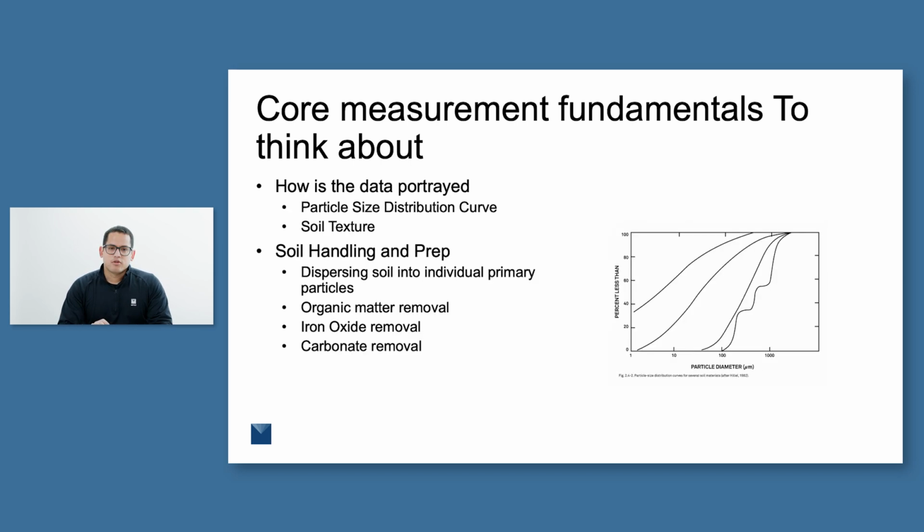Some other fundamental pieces behind the measurement that's really important to think about is how are you trying to portray the data that you're measuring. So oftentimes when we're thinking about particle size analysis measurements, the measurements are typically given either in terms of soil texture, or your sand, just your basic breakdown of your sand, silt, and clay fraction. But also sometimes we're trying to actually look at the particle size distribution curve like you see here. And there are advantages to both.